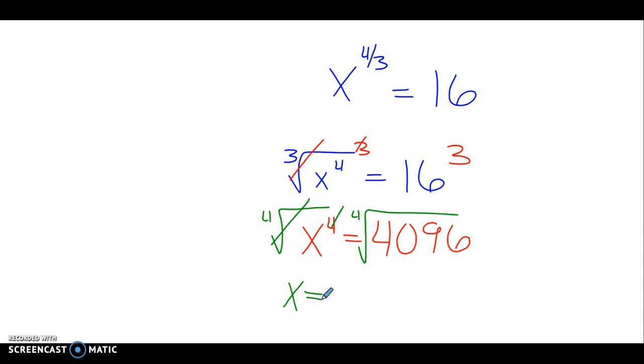What is the 4th root of 4,096? 8. And I'm just going to leave it at that. Did that make sense to everyone? I think that's probably the easiest way to solve that problem. There is a shortcut, but I don't want to confuse you.